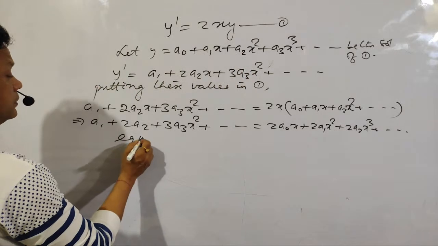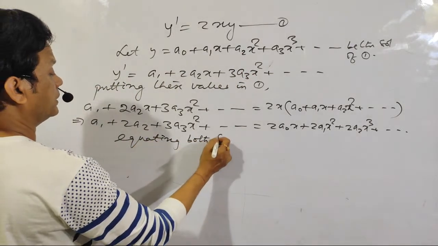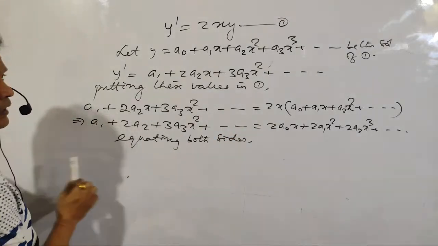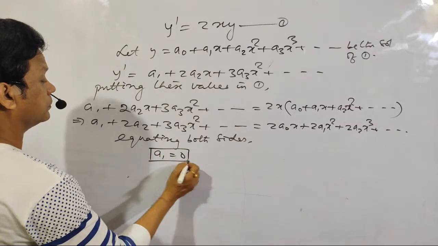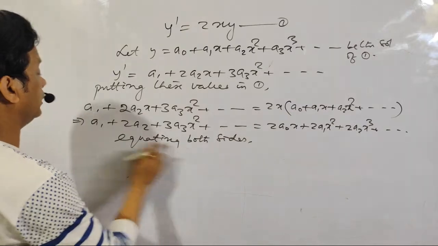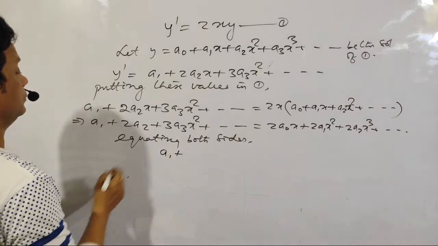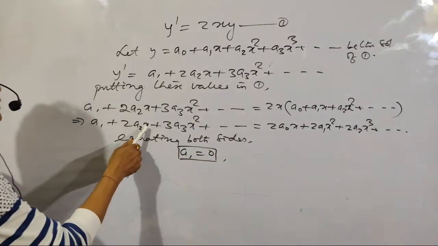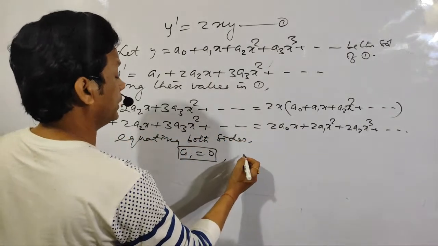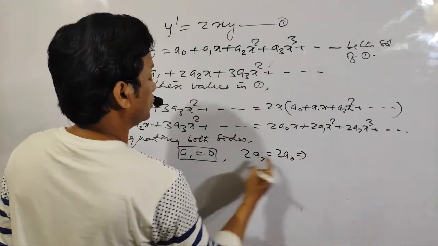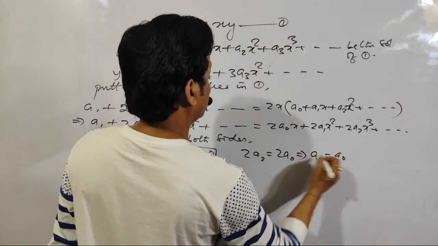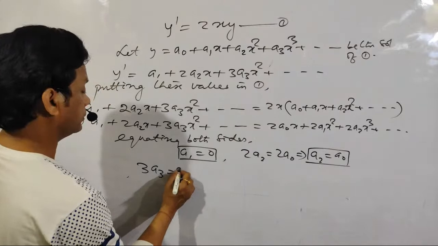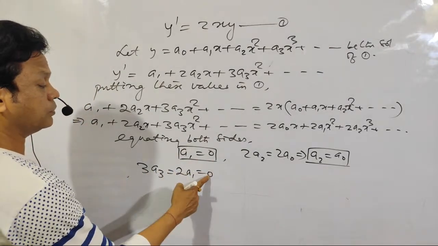So equating both sides, we get, on this side there is no constant. Here the constant is a1, that means a1 is equal to 0. Clear? Then, what is the coefficient of x? Here the coefficient of x is 2a2, and on the other side 2a0. So 2a2 is equal to 2a0, 2 cancels out, so a2 is equal to a0. Then the coefficient of x square: 3a3. Here the coefficient of x square is 2a1 and a1 is 0. So that means 3a3 is equal to 0, which implies a3 is equal to 0.